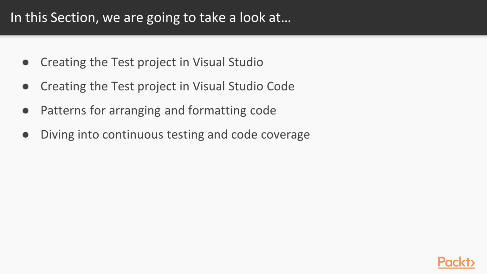So, in this section, we are going to cover the whole picture. First, we are going to create a test project in Visual Studio, and then we are going to do a similar thing in Visual Studio Code. Then we will check patterns for arranging and formatting the test code. And finally, we will run through continuous testing and code coverage.